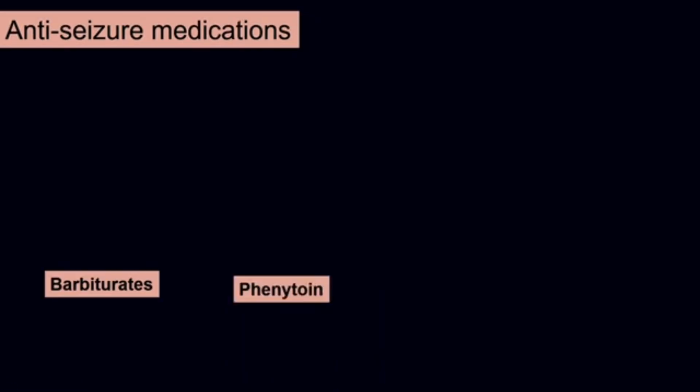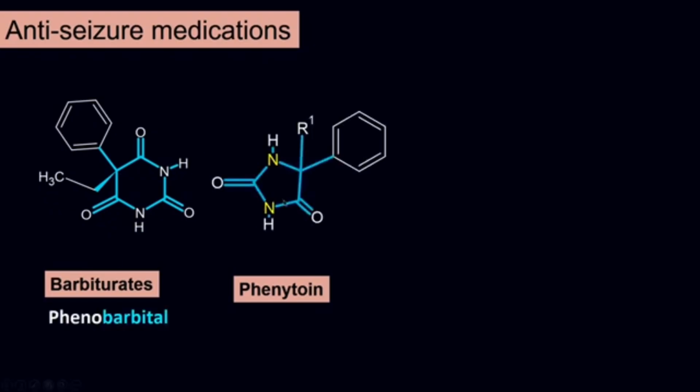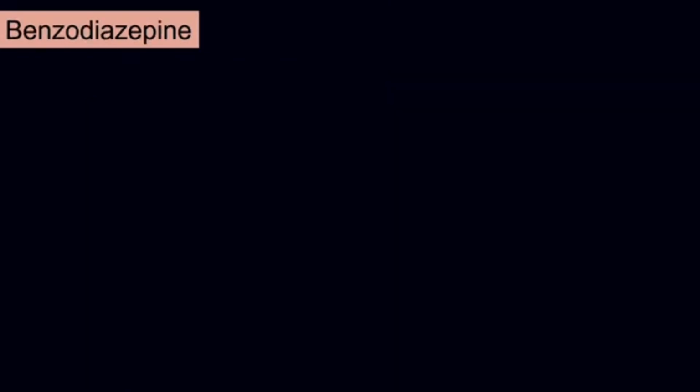That's also an important point. All right, so next we have other anti-seizure drugs, which are barbiturates and phenytoin. They do have some structural similarities. For example, here the structures of phenytoin and phenobarbital, they do have something similar. So therefore, they do have something in common. That is, phenobarbital and phenytoin are structurally similar, and they do have CYP3A4 enzyme induction. They are very famous enzyme inducers similar to carbamazepine.